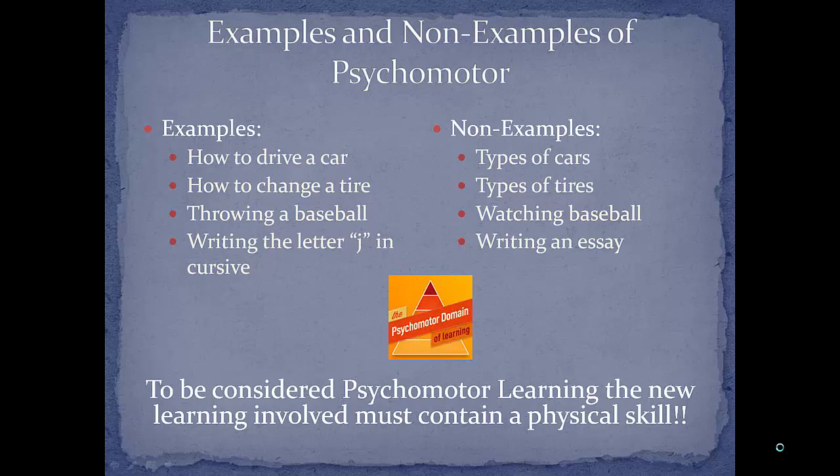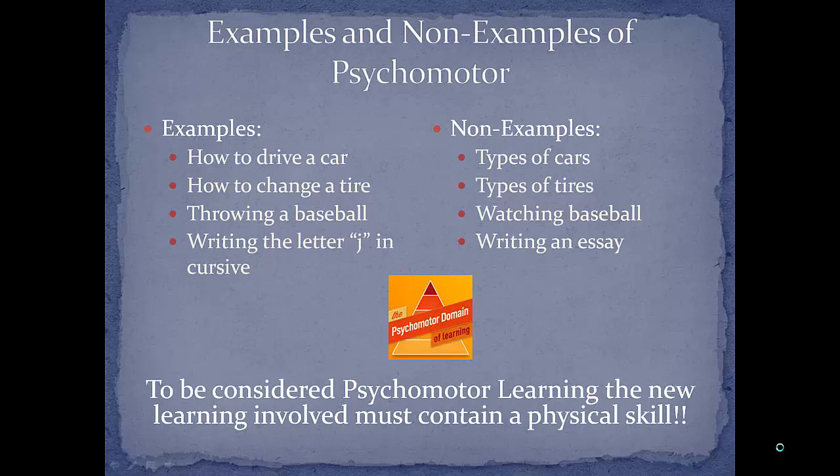An example would be how to drive a car. You have to have that cognitive function to know how to get in, put the key in the ignition, turn the key, and start the car. So there's the cognitive function there. You also have the physical skill of knowing how to do that and physically actually doing that task. That makes this a psychomotor skill. A non-example would be types of cars. Knowing and being able to list makes and models of cars is not a psychomotor skill.